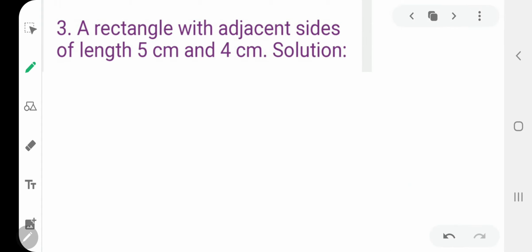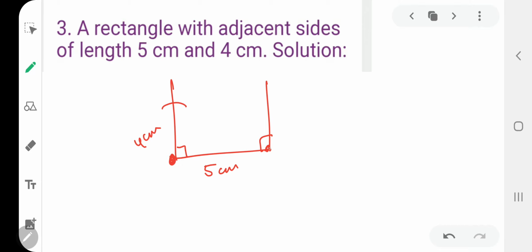Next we have a rectangle with adjacent sides 5 and 4. So this is your 5 centimeter base, and we know a rectangle always has 90 degree angles. So make 90 degrees on both the sides. On this one point, take an arc of 4 centimeter. Here also take an arc of 4 centimeter and join these. So you will get your required rectangle. Isn't it easy?